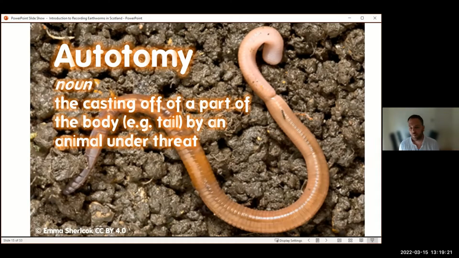Again, it will vary by species. Some species may do it, others may not. And the reason they do that, like I said, is the tail can be a distraction while the rest of the earthworm gets away. Right, so that's a little bit of background to earthworms.